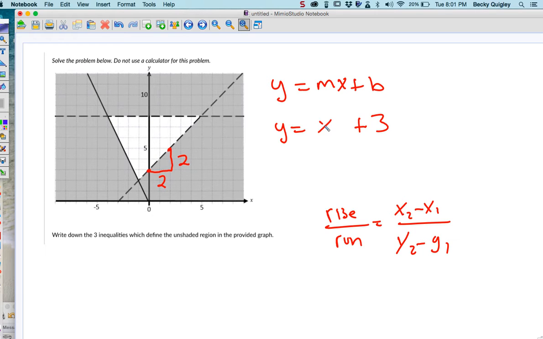So y equals x plus 3. But you see this is a dashed line. So it's not actually a y equals line. That is a y is, and then that's where your shading comes into play. See how we are shading below this line. So to shade below this line, that would be y is less than x plus 3. So that equation would go with this line right here.